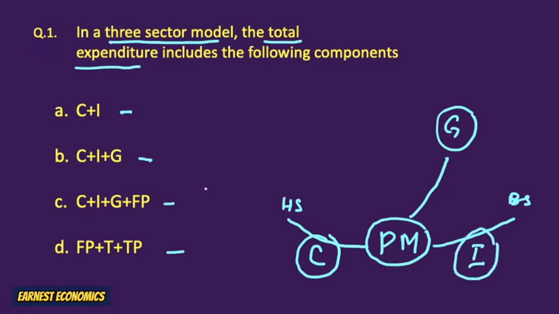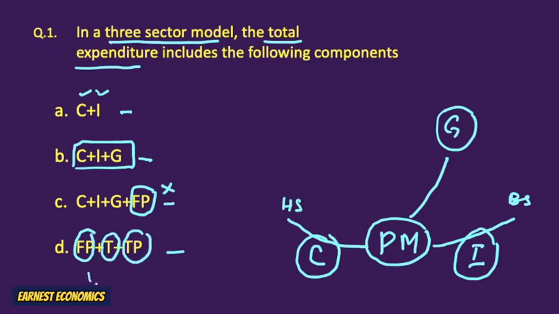So the first option has only two. The second option has all the three. The third option has one additional, that is factor payments, which is not a component of total expenditure. And the fourth one again has factor payments, then taxes and transfer payments, none of which is a component of consumption expenditure. So the right answer in this case is the B option, that is consumption plus investment plus government expenditure, which presents the picture of total expenditure in an economy.